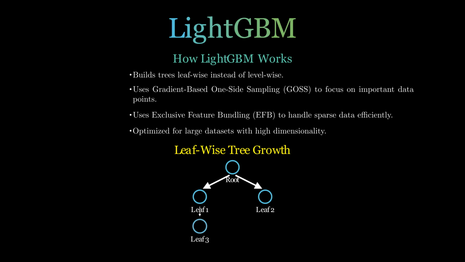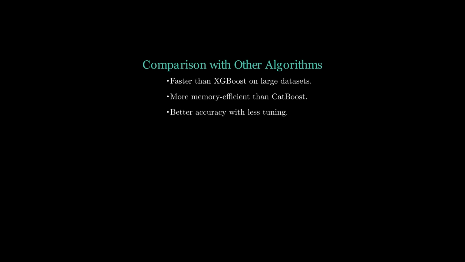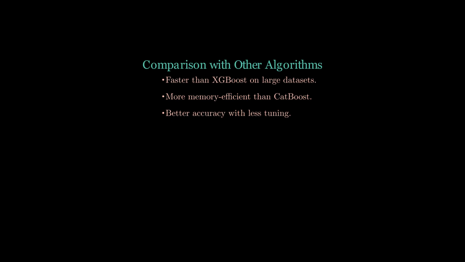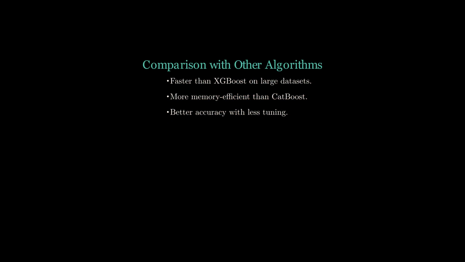LightGBM grows trees leaf-wise, meaning it splits the leaf with the maximum loss reduction. This leads to faster convergence but may cause overfitting if not controlled. LightGBM is faster than XGBoost on large datasets, more memory efficient than CatBoost, and often achieves better accuracy with less tuning.